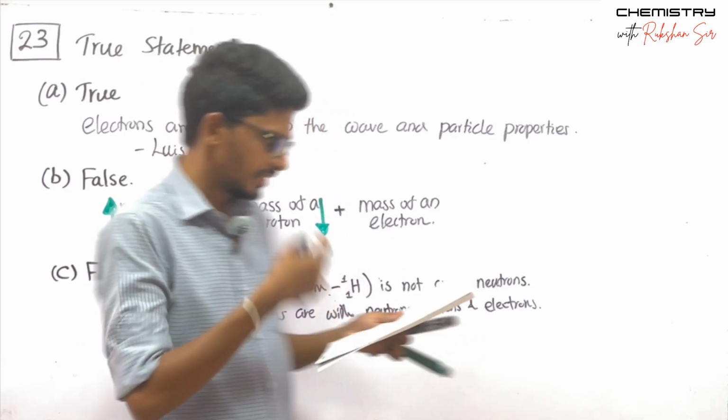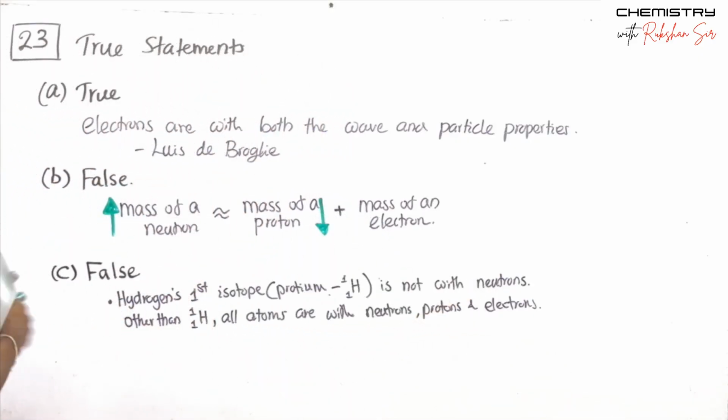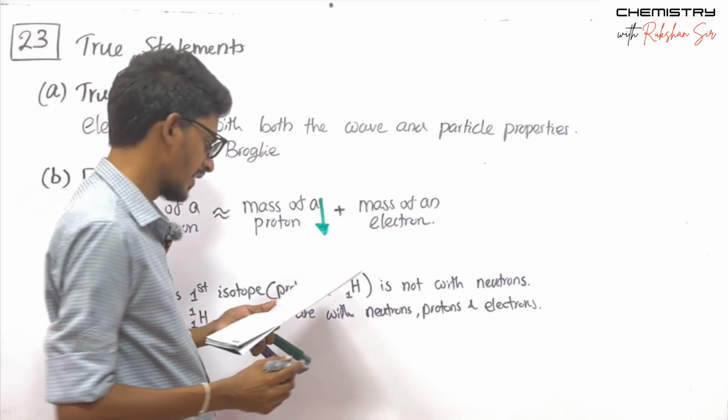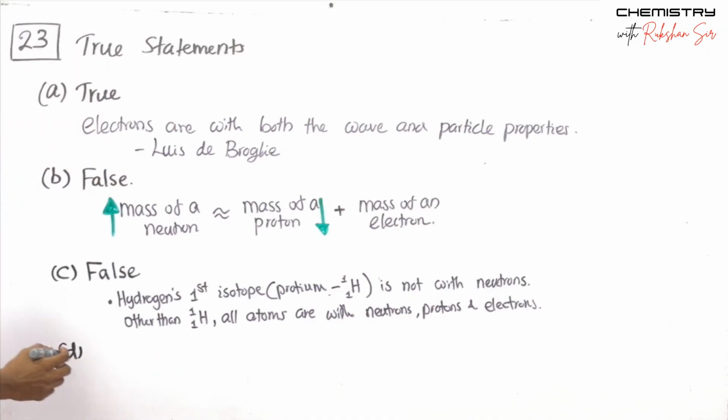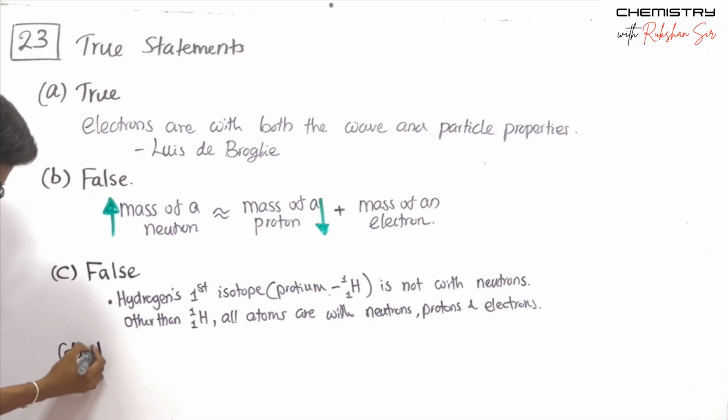Okay. Right. Let's come up with statement D. So, all ions have at least one proton. All ions have at least one proton. This is true.